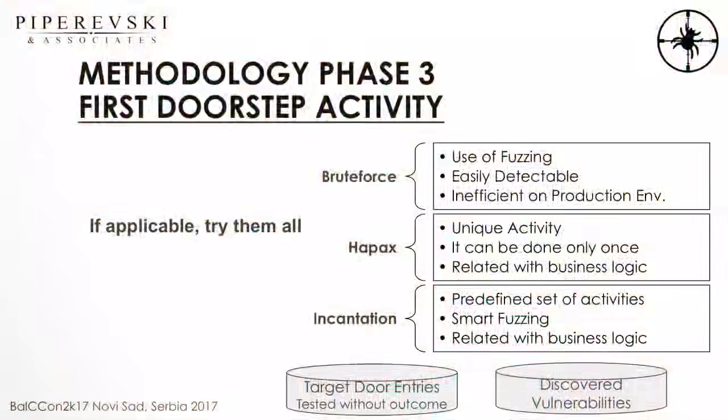So next is the first doorstep activity. We find these inputs. Okay, now what to do? How to find the vulnerability? Are those inputs, those activities, functionalities of the target system vulnerable? We can use brute force, hapax, or inconcatenation.